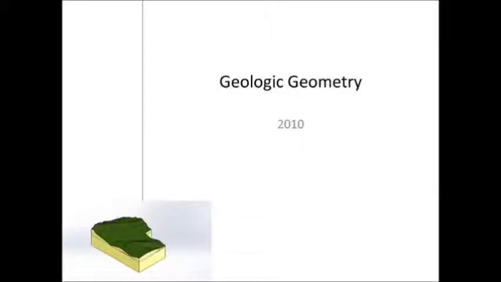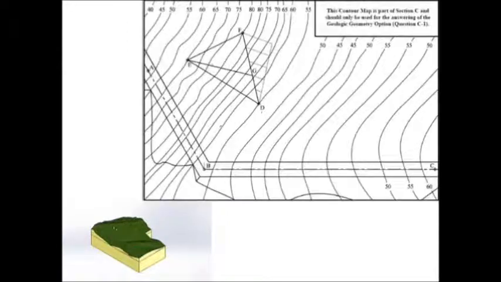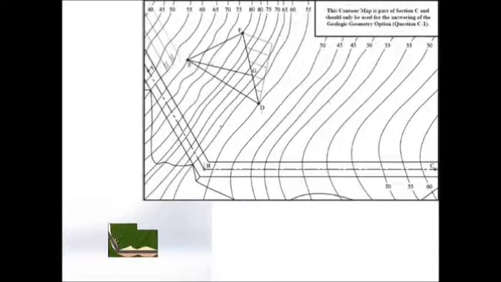This is the 2010 Higher Level Geologic Geometry question. For this question we are told that A to B is level at a height of 60 meters. Therefore, as you can see being created now, we need to create embankments because the contours are lower. For embankments, side slopes are 1 in 2.